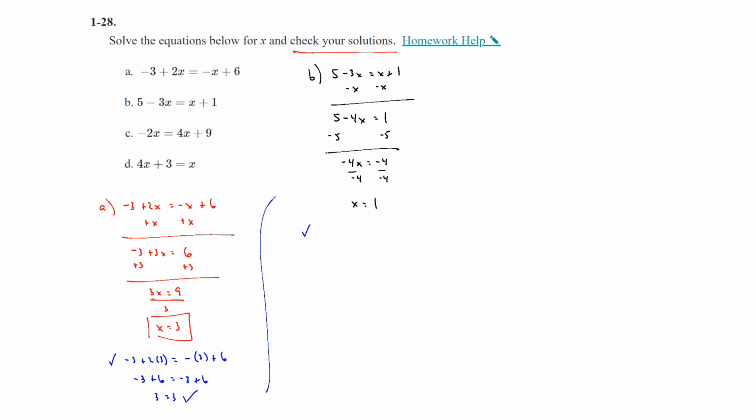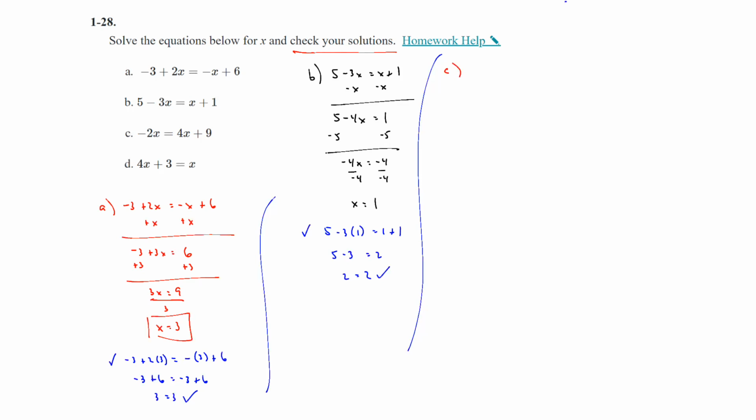And then, as always, let's go ahead and make sure this is the correct answer by plugging 1 back in to the equation and seeing if we get a true statement. 5 minus 3 is 2. 2 is equal to 2. So it does check.